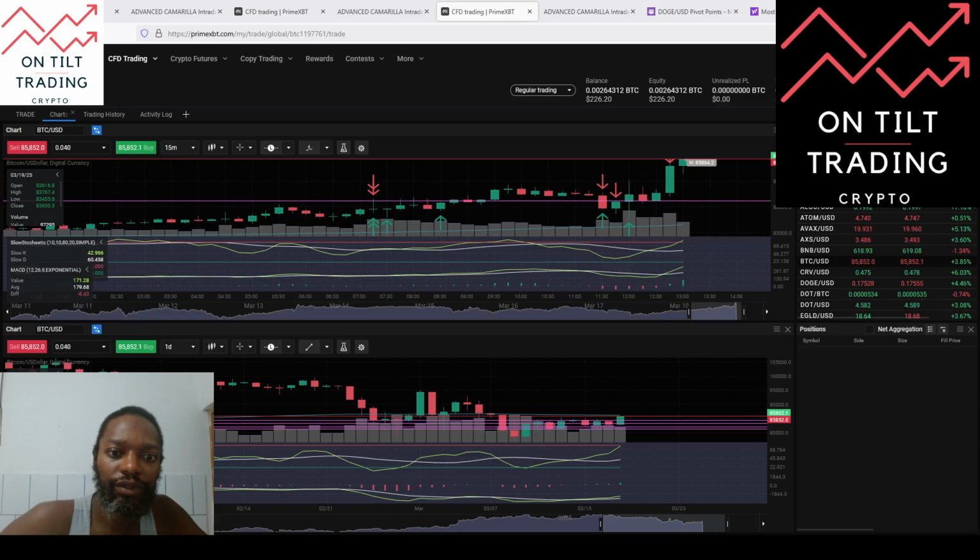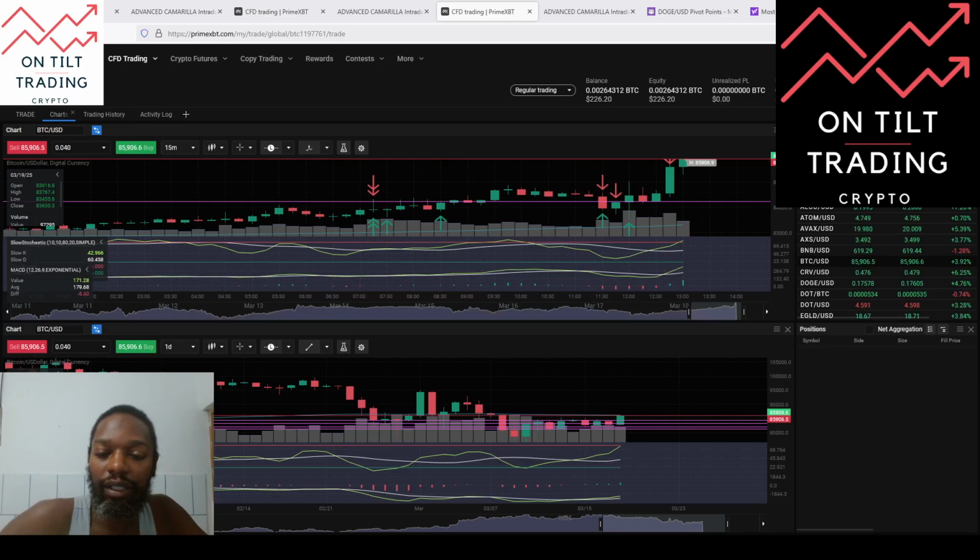So here, taking this entry, again, showing strength here. We can see buyer momentum increase here on the MACD. We can see the MACD getting some space in between the average, and also seeing the slow K well above the slow D.